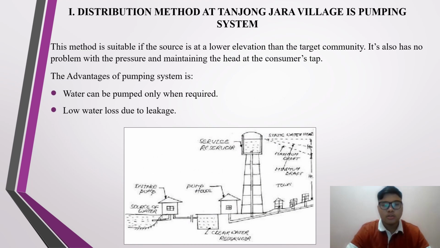Next, the distribution method of Tanjung Jara village is pumping system. This method is suitable if the source is at a lower elevation than the target community. It also has no problem with the pressure and maintaining the head at the consumer steps. The advantage of pumping system is water can be pumped only when required. Next is low water loss due to leakage.